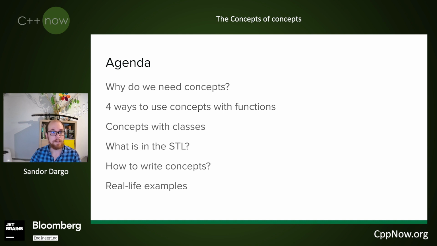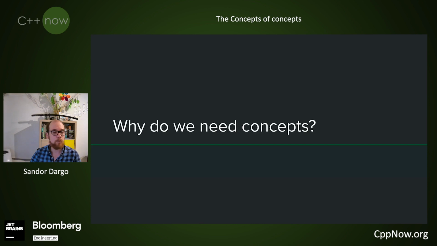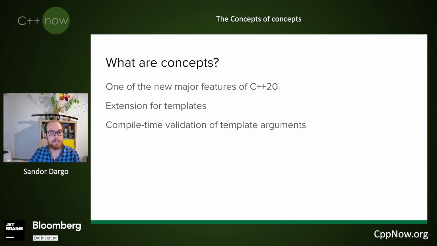So let's start with why do we need concepts, and what are concepts in the first place? I'm sure that most of you know that concepts is one of the big 4, one of the new major features of C++20, along with coroutines, modules, and ranges. It's an extension for templates, and it helps us to validate template arguments at compile time. But why do we need that compile time validation?